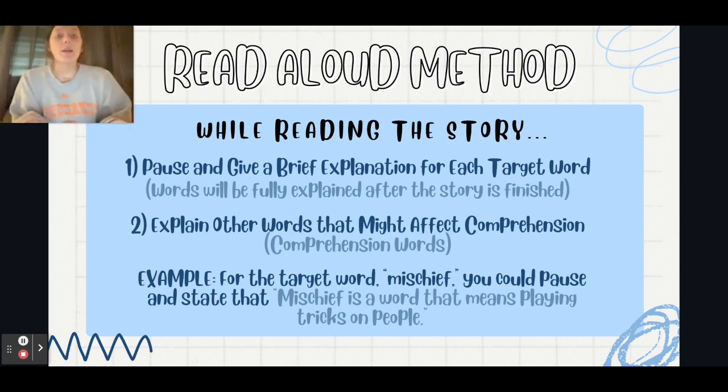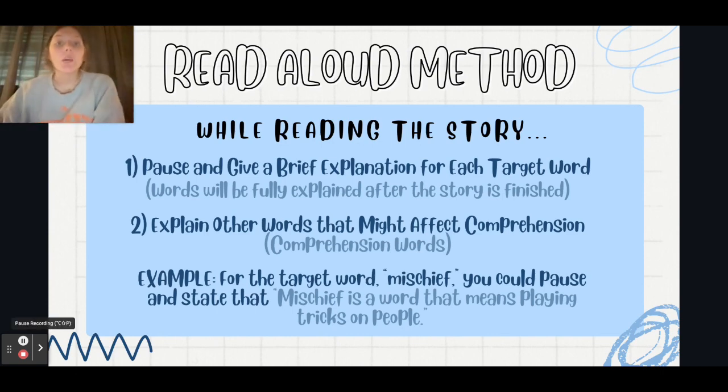In the read aloud method, while you're reading the story, you're first going to pause and give a brief explanation for each target word. So as you're reading, you might pause at the vocabulary word and say, I don't know what this word means. Let's talk about it. The book gave the example of the word mischief. As they were reading, they paused and said, mischief is a word that means playing tricks on people. The words will be fully explained after the story is finished.